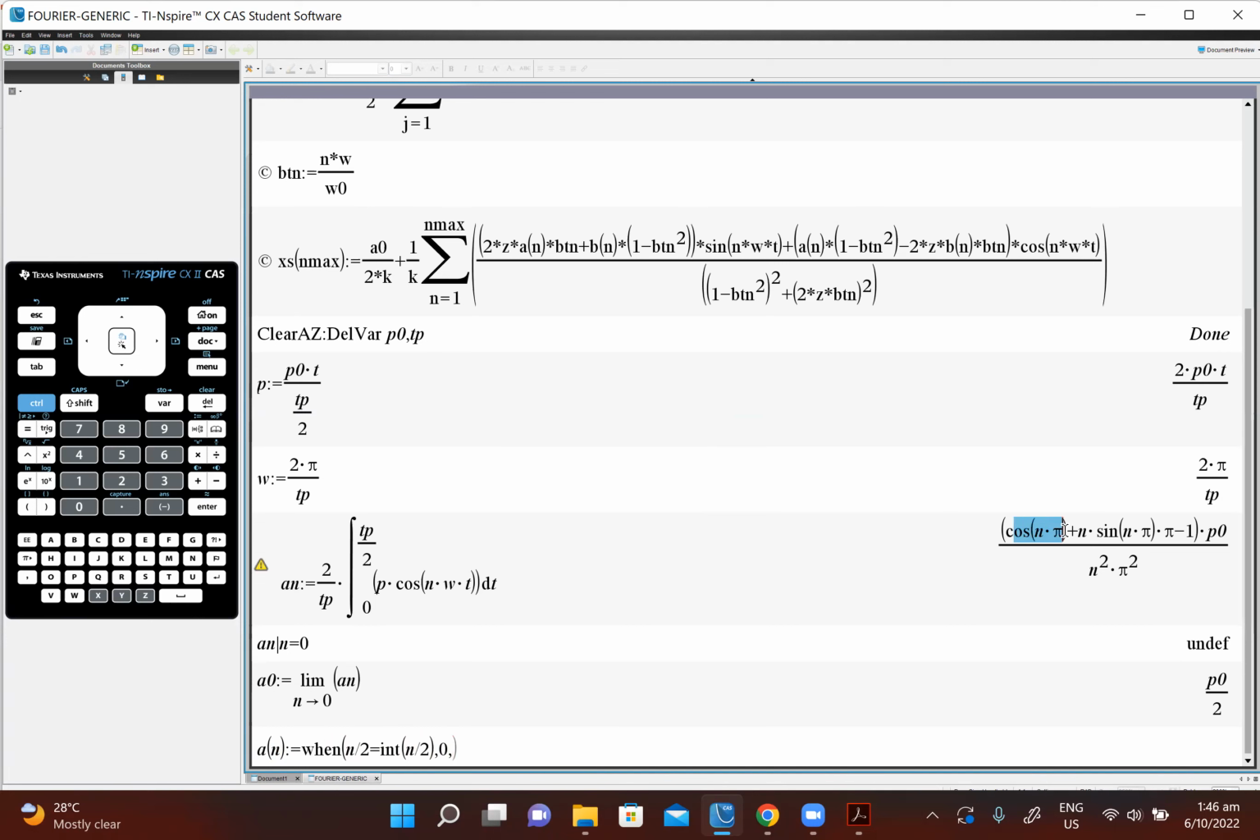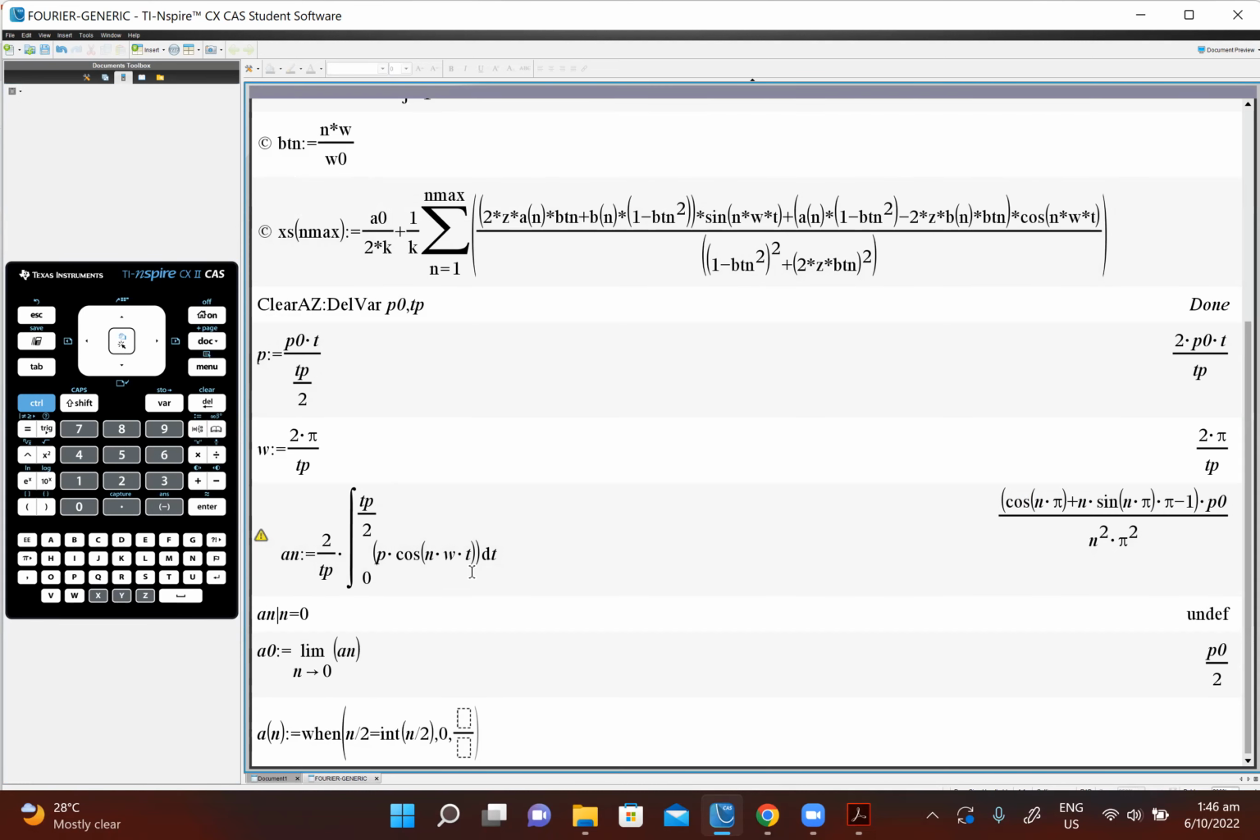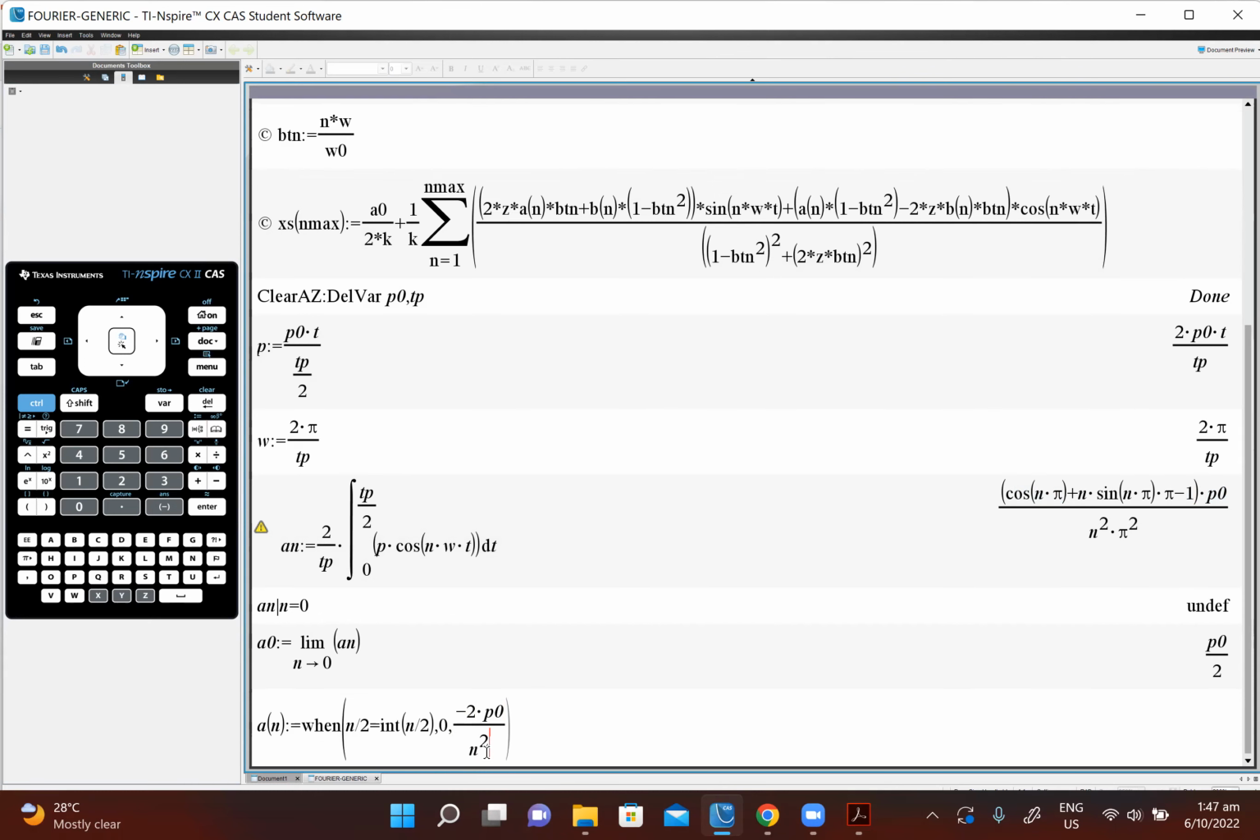Then I've got -1 here, another -1. So that's -2, of course, sine n pi is 0. So in the case where it's odd, let us have a result of -2 times p0, as you pick up from these two terms, and the p0 over n squared pi squared. So that's going to be my general a sub n.